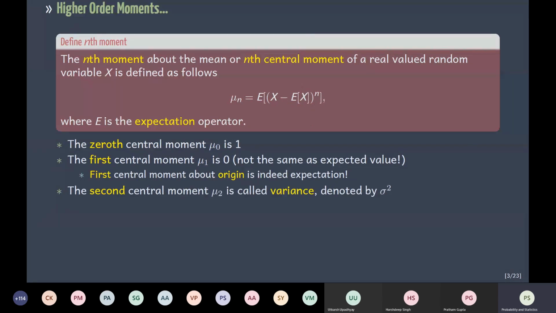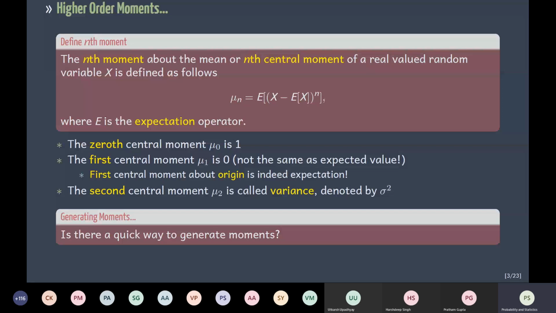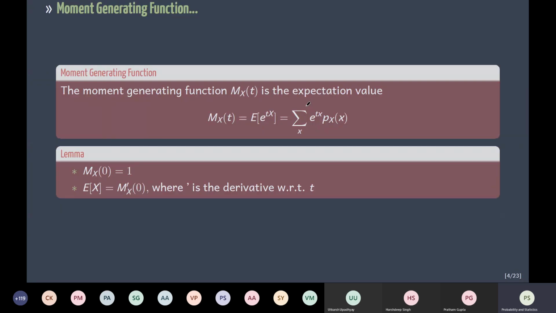The second central moment, which is denoted by mu 2, is called the variance, and it's denoted by sigma square. Then we were asking, is there a quick way to generate moments? Is there a way that we can generate higher order moments in an easier way rather than computing this completely? Then we saw that there is something called a moment generating function.